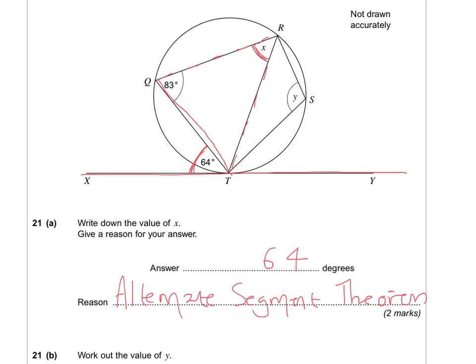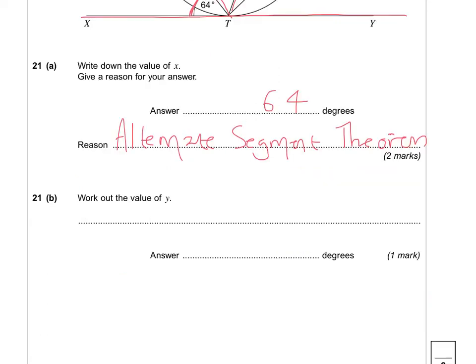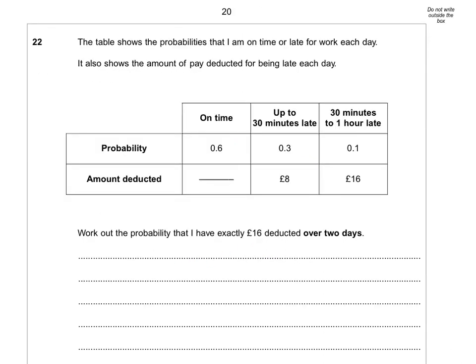Part B. Work out the value of angle y. Now we can see that QRST is a cyclic quadrilateral, and we know that opposite angles in a cyclic quadrilateral add up to 180 degrees, so to work out y we need to do 180 subtract 83. So the answer is y equals 97 degrees.